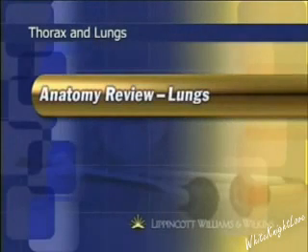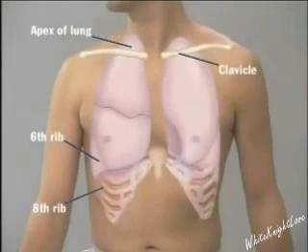When examining the chest, it's helpful to visualize the underlying lungs and their lobes. Anteriorly, the apices of the lungs usually rise 2 to 4 centimeters above the inner third of the clavicle. The inferior border of each lung crosses the 6th rib in the midclavicular line and slopes downward, crossing the 8th ribs in the mid-axillary line.